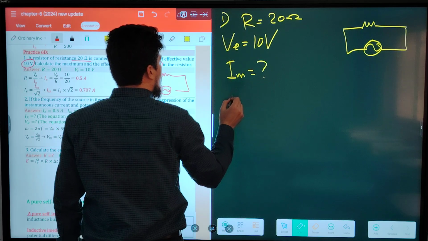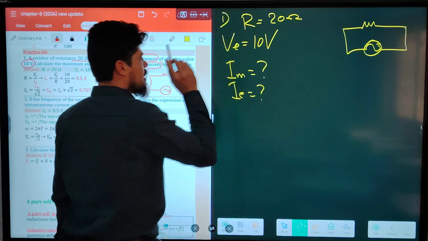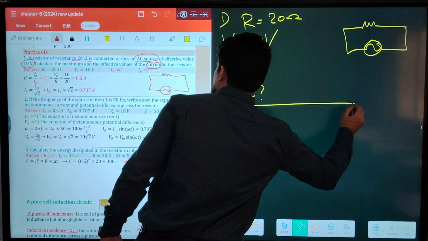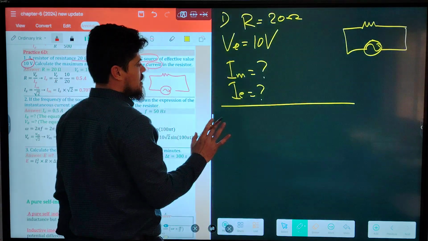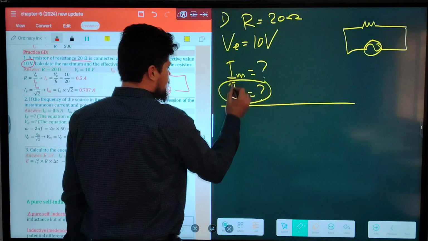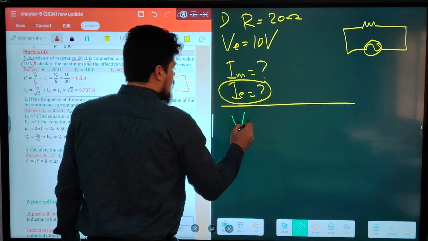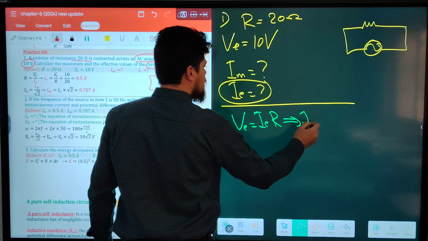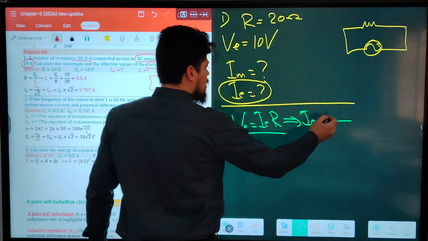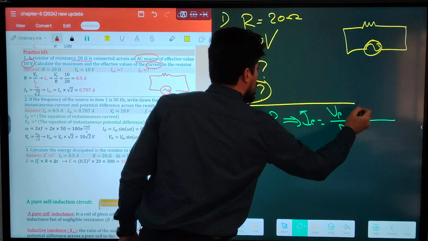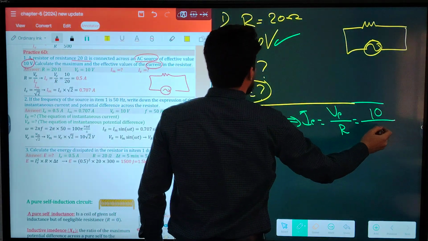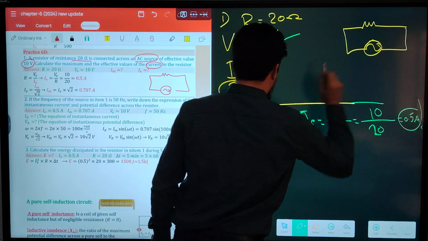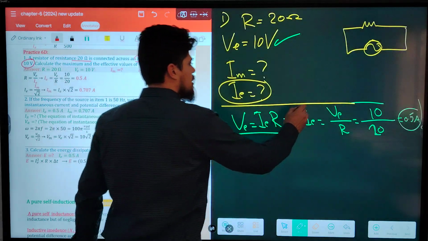Maximum and effective value of current. IM, VM. How can you determine IM, IE? To find IE, VE is equal to IE times R. Yes. IE is equal to what? Ohm's law, VE over R. Do we have VE? Yes. 10 divided by 20 is equal to 0.5 ampere. This is IE.